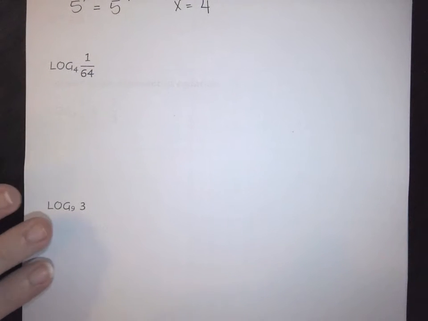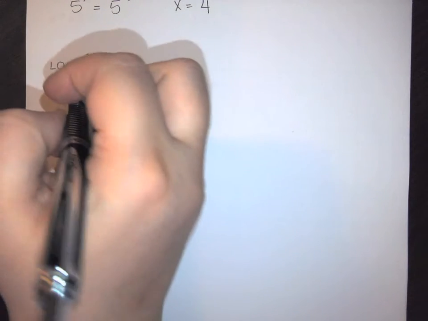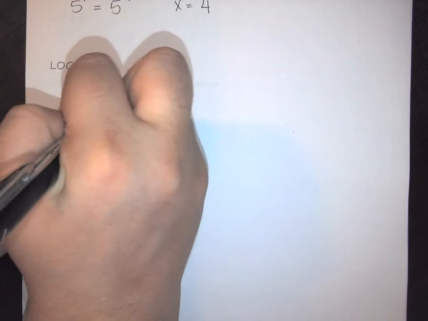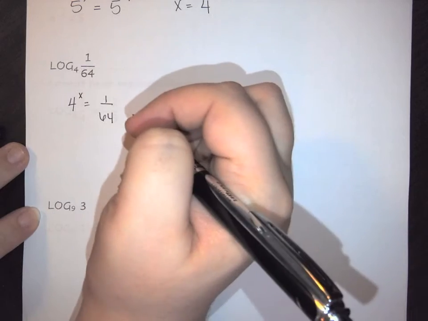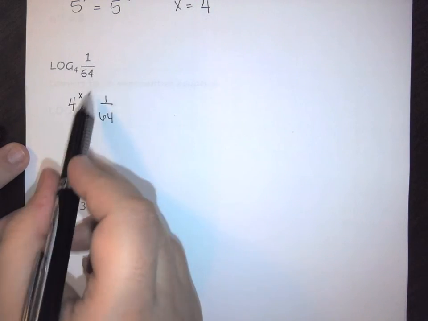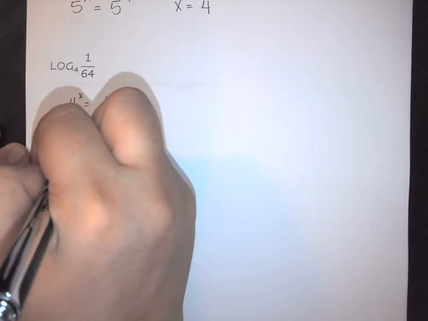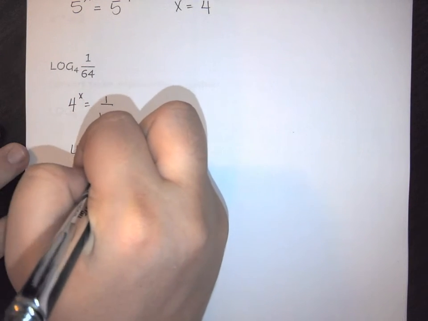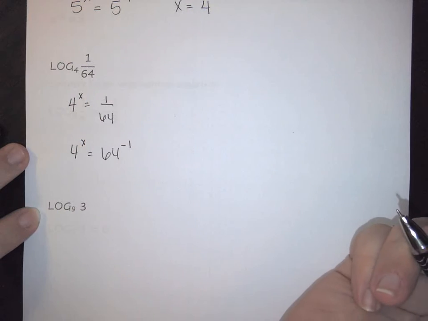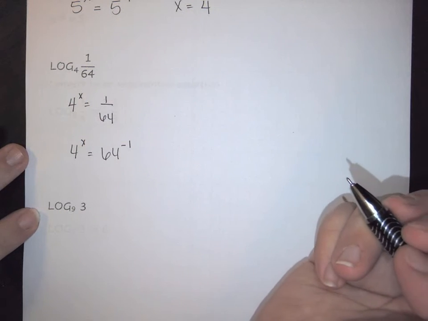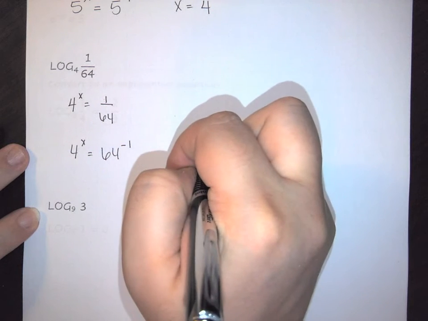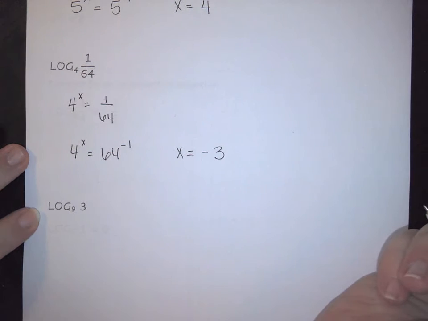Now this one here I have is 1 over 64, so we need 4 to the something equals 1 over 64. Well, with that, I know here I could apply a negative rule, so I get that 4 to the x is equal to 64 to the negative first power. I also know 4 cubed gives me 64, therefore x is going to be negative 3.